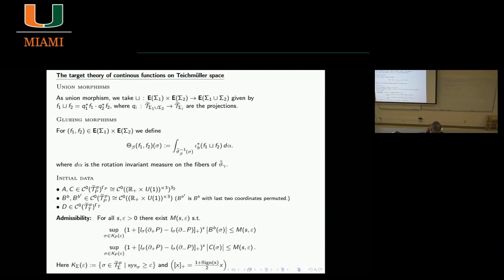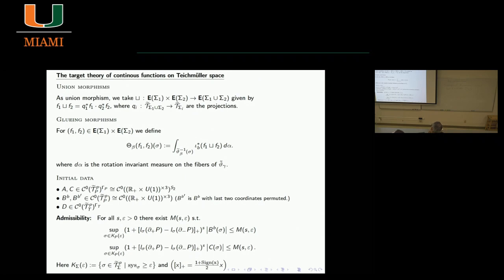First of all, the union morphism. So that is something that goes from there to there, right? And in this case, it's totally simple. Teichmüller space of the disjoint union is just the cross product of the two Teichmüller spaces. And so I have a projection onto two factors. And so I just take two functions, pull them back to this cross product and multiply them. That's the disjoint union morphism. Simple. The gluing morphism is almost as simple, but that's where I needed this fiber bundle from before.